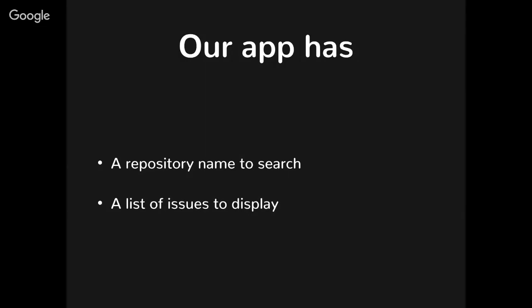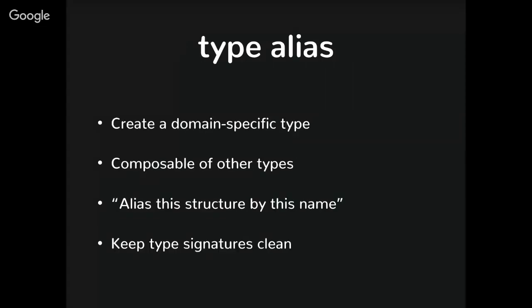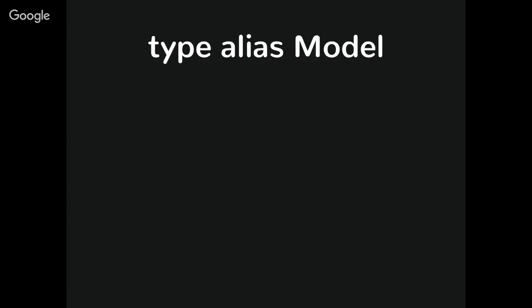So the things that we need to model is that our repository has a name that needs to be searched with and a list of issues to display. Elm has this concept called a type alias, and it creates a domain-specific type for you, and it's composable of other types. So pretty much all you're saying is alias this structure, whatever I tell you it is, and give it this name. Its sole purpose is to keep type signatures clean, so you don't have a bunch of notation that looks like JSON all over your file.